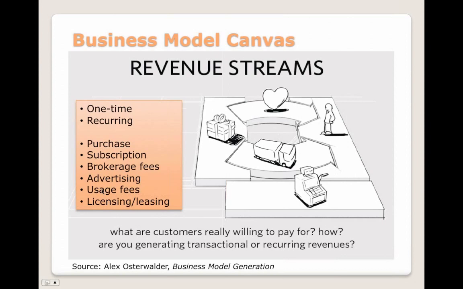Down along the bottom of the canvas on the right-hand side is the section for revenue streams. Obviously, this is really important because this is how companies make money. So here you would list all of the different ways that the company brings in money. There could be one-time sales or one-time fees, like for example, e-commerce sites, you sell a product and the company gets paid for it.